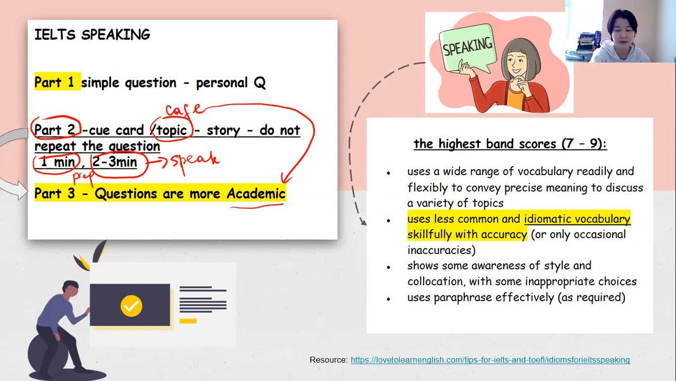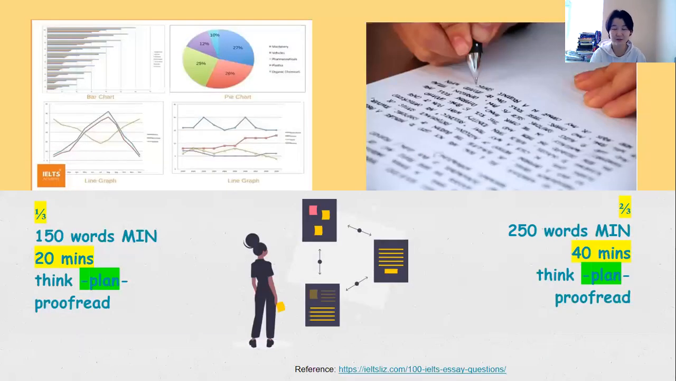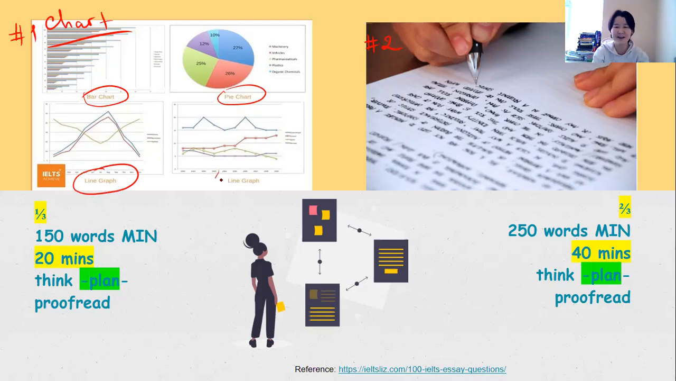So the next slide is about the writing section. The writing section consists of two types of tasks. This is task number one, and this is task number two. Task number one, we call them charts, and there are different types of charts. These are just examples. It could be a bar chart, a pie chart, a line graph, or another line graph. There are about 7 or 8 types of charts that will probably be given to you.